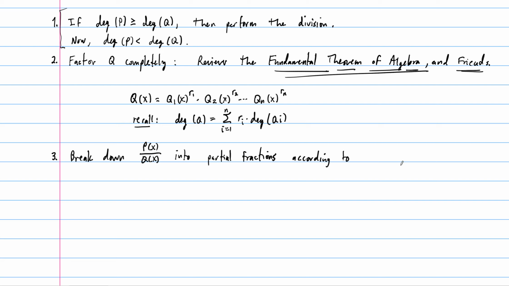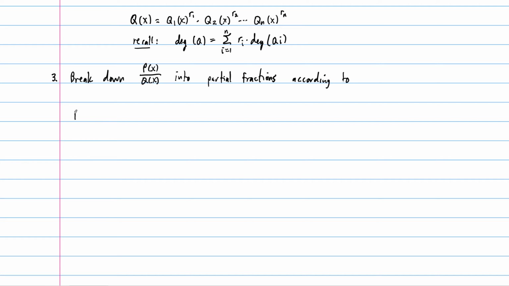I'm going to write this according to the following rules, and I'm going to break the rules down into a table. This is the factor of q that we're looking at. For each factor of q, we're going to get partial fractions, and over here I'll write down the partial fractions that we'll get.